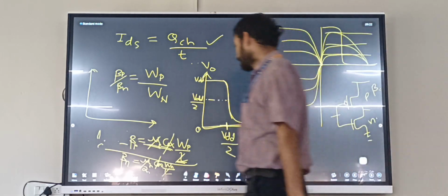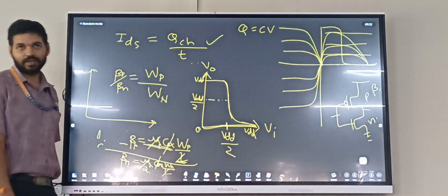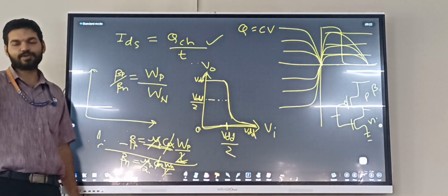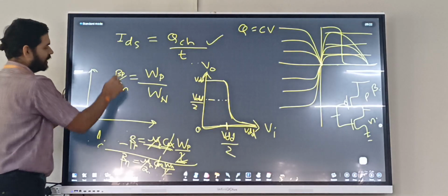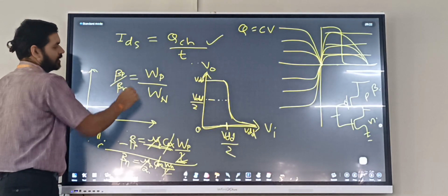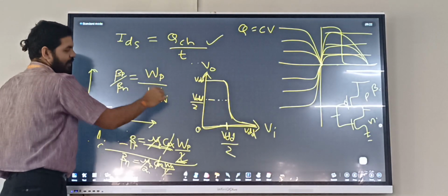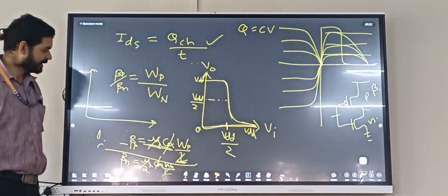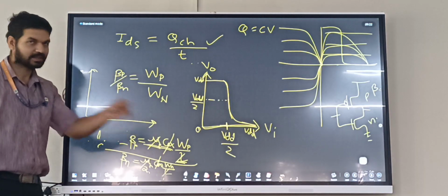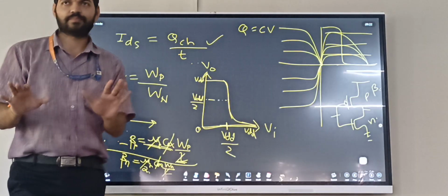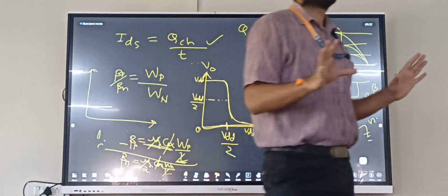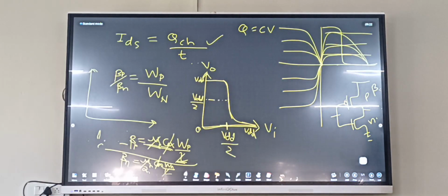So whenever I say beta, you consider it as W by L. Beta ratio is beta P by beta N, which can be written as WP by WN, the width of PMOS by width of NMOS. Why is it like that? Because all the constant terms get cancelled. We are left with only W. We can play only with W. Okay.